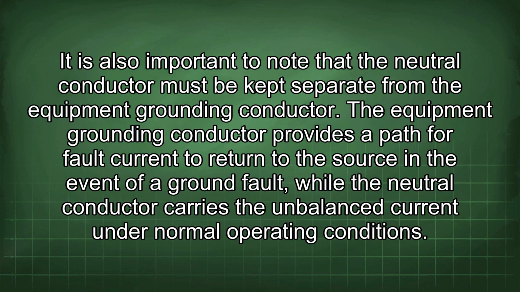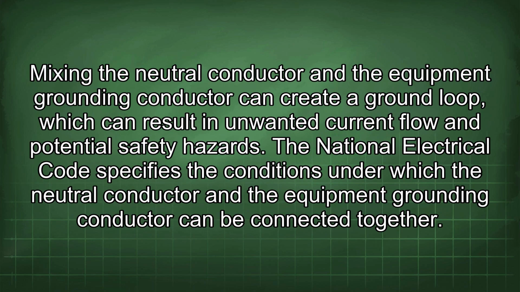It is also important to note that the neutral conductor must be kept separate from the equipment grounding conductor. The equipment grounding conductor provides a path for fault current to return to the source in the event of a ground fault, while the neutral conductor carries the unbalanced current under normal operating conditions. Mixing the neutral conductor and the equipment grounding conductor can create a ground loop, which can result in unwanted current flow and potential safety hazards.